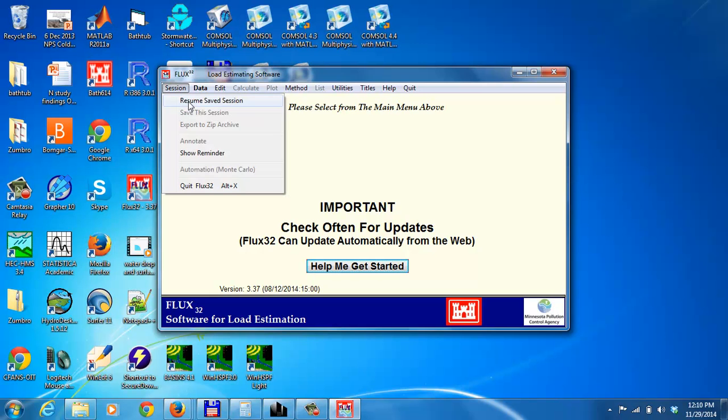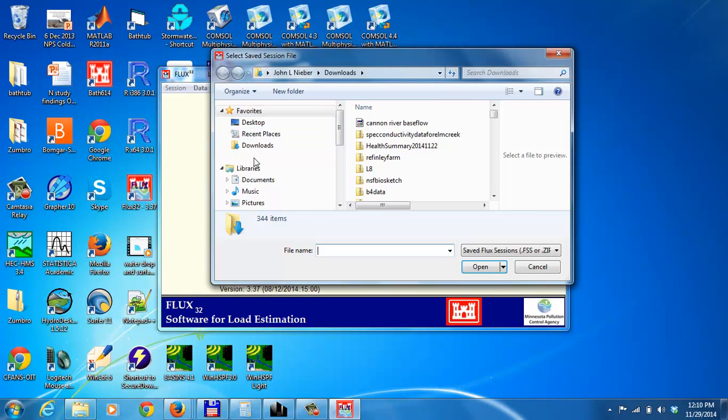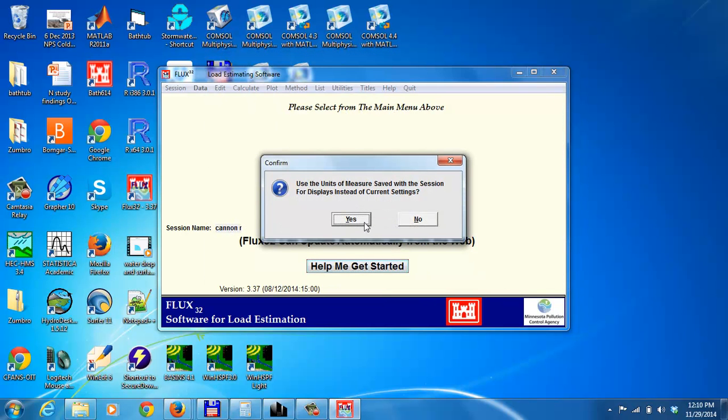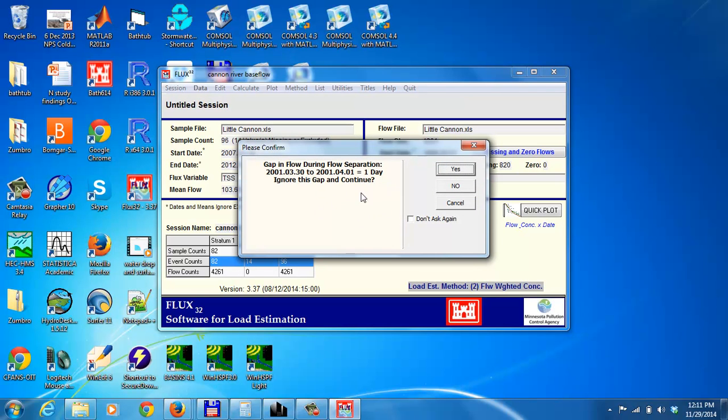Okay, so I'm going to resume a saved session, and that saved session was for the Little Cannon, or the Cannon River baseflow example. It asks me if I want to use the same units of measure saved with the session. Yes. If I didn't, I could change those. And if there is any gap in the data, it'll warn you. Here I'm just going to ignore it.